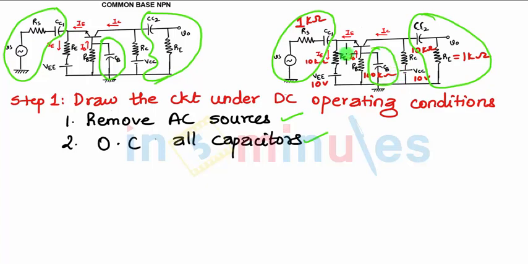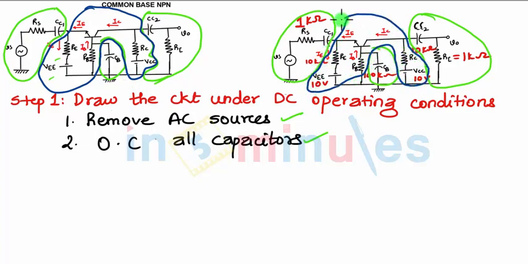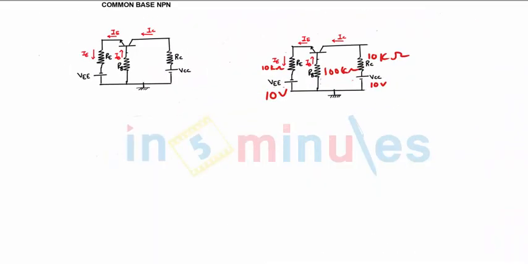So you are left with the circuit which will have only RE, only this much part. We are left with the part which is shown in blue color. Similarly over here, we are left with this much part which is shown in blue color. So how will you draw the circuit? The circuit will look like this. We can call this the circuit under DC operating condition.